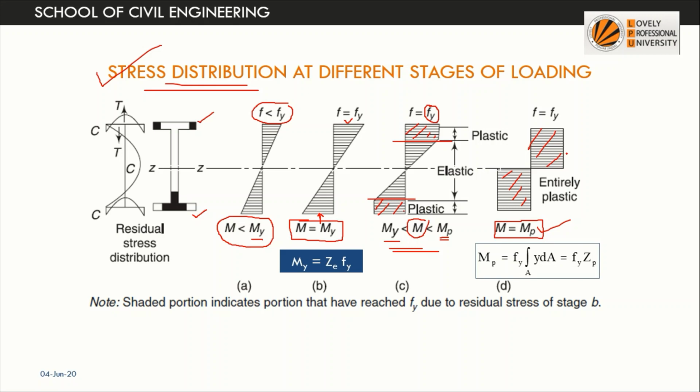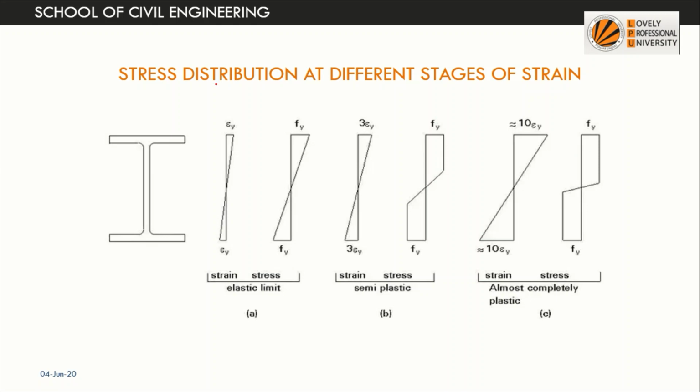Now again to summarize, we will see both stress and strain together for that same figure. What is happening in stage 2? The load corresponds to yield strain, so the stress will be equal to yield stress. Now what do we do in the third stage? We will increase the load such that the strain caused is 3 times that of yield strain.